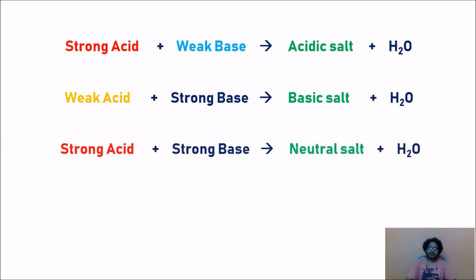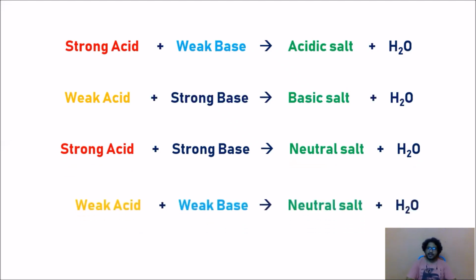What happens when strong acid and strong base mix together? Here there is no dominating part. Here we have equal concentrations of H plus ions and OH minus ions. Hence we get neutral salt. Last, when weak acid is reacting with weak base, here also we get neutral salt. So by this we have 3 types of salts: acidic salt, basic salt, neutral salt.